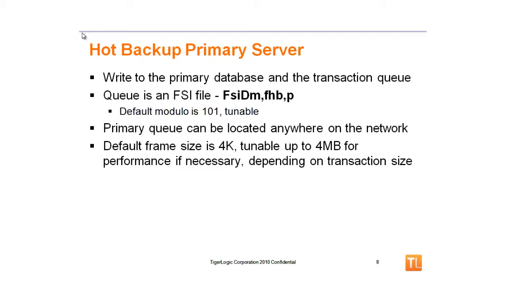Anything you can do with an FSI file, you can do with the queue, because that's all it is, an FSI file. You can also tune it for performance. By default, it's 4K frame size, just like all FSI files. But as we talk about the performance tuning of FSI Hot Backup a little bit further on, you'll see that you may want to adjust the modulo and the frame size, depending on your transactions and your throughput.